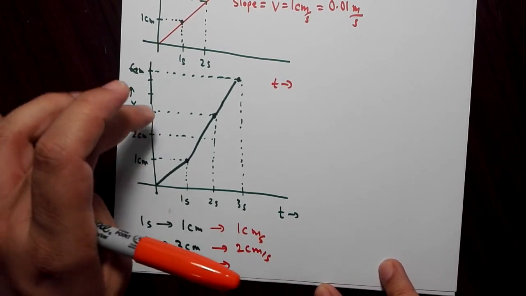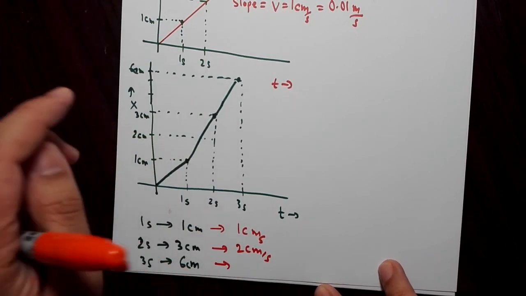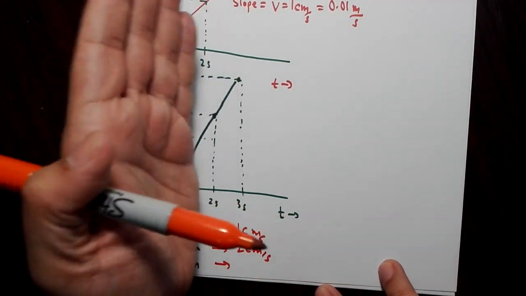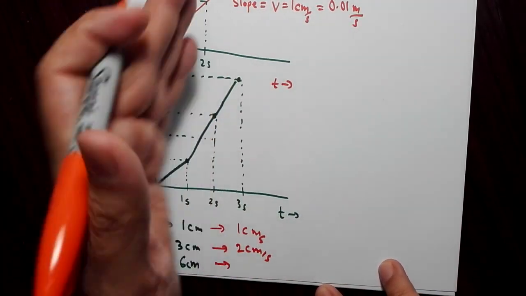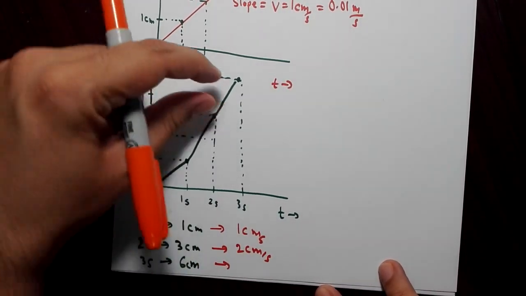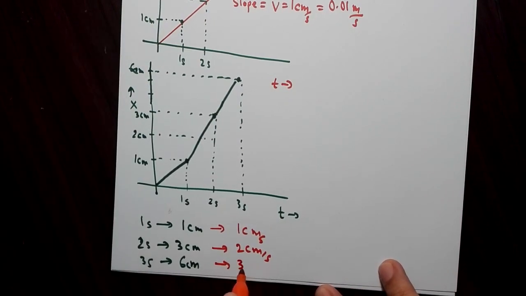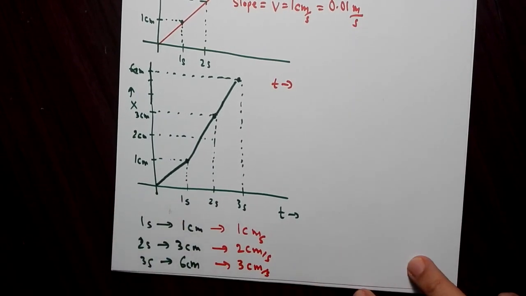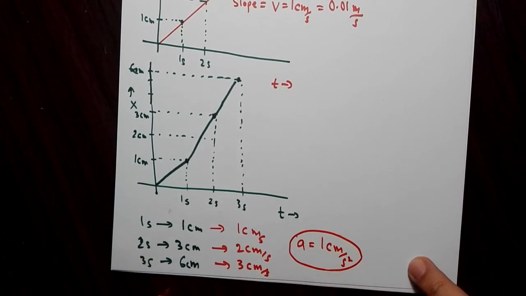And if you look at the slope of this line, I've squeezed it a bit over here, but if you draw it to scale, you'll see the slope of this line is of course greater than this, right? So it's going to be 6 minus 3 divided by 3 minus 2, the slope of this line, so you get 3 centimeters per second. So you can see that the velocity is increasing at 1 centimeter per second, so the average acceleration in this case is 1 centimeter per second squared. The acceleration is a fixed value, right?